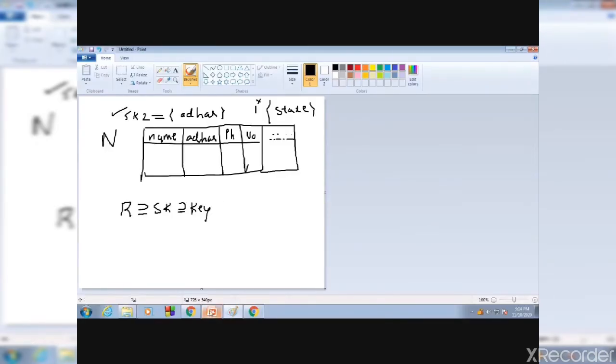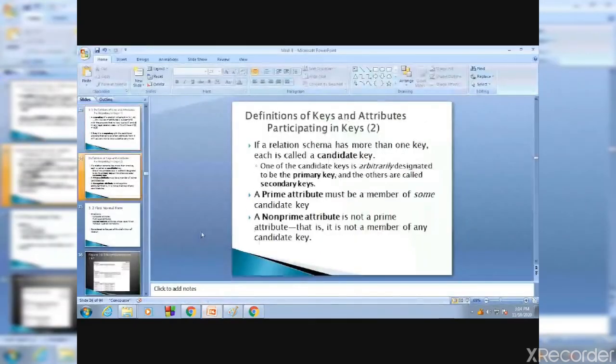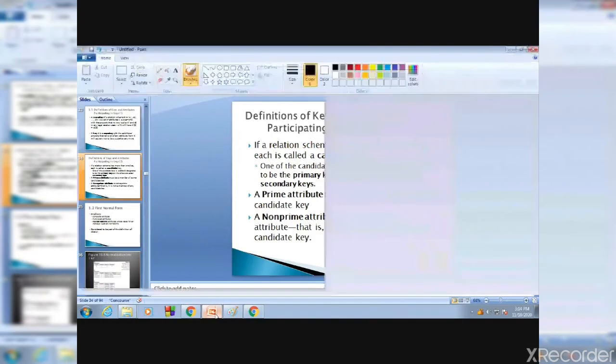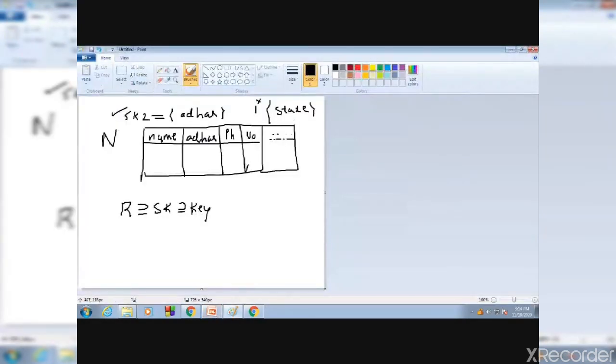all these keys we'll call candidate keys. If a relation schema has more than one key, each key we'll call a candidate key. If we have only one key inside this relation schema, normally we'll call it a candidate key only. If more than one are there, each one we'll call a candidate key. This is nothing but CK. Normally, instead of key, I will say CK, candidate key. So a subset of super key is a candidate key.